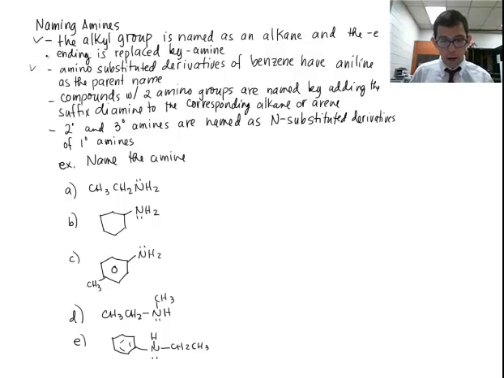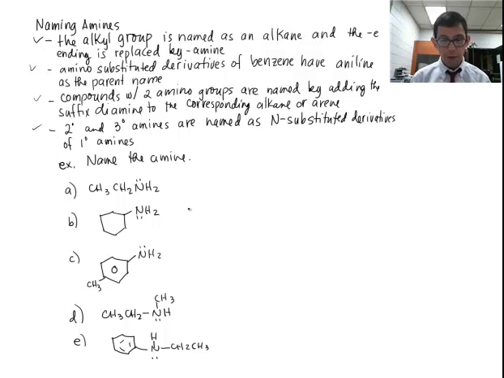Second rule, amino substituted derivatives of benzene have aniline as the parent name. We've done that before. Third rule is compounds with two amino groups are named by adding the suffix diamine to the corresponding alkane or benzene derivative. And the last rule is secondary and tertiary amines are named as substituted derivatives of primary amines. So let's do some examples.